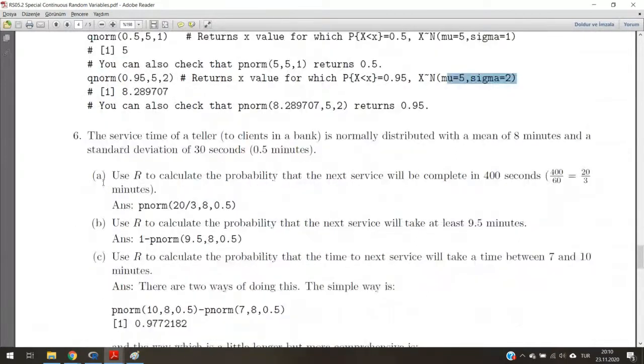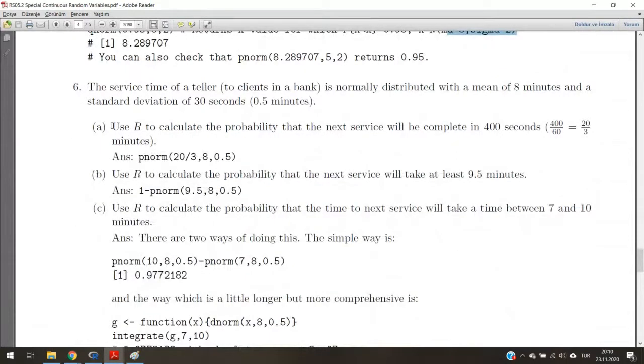Okay, so let's solve a practical question now. It says the service time of a teller to clients in a bank. Okay, so in a bank, the tellers are working, so the clients are arriving and they are either depositing money or withdrawing money or doing something else. For example, they can borrow a loan. So they will talk with the tellers, and the service time of a teller is normally distributed with a mean of 8 minutes and a standard deviation of 30 seconds. So what does that mean?